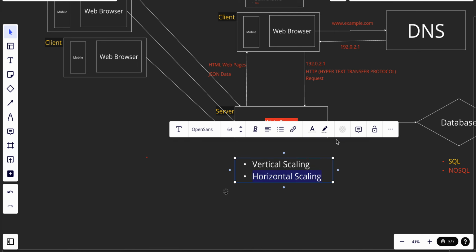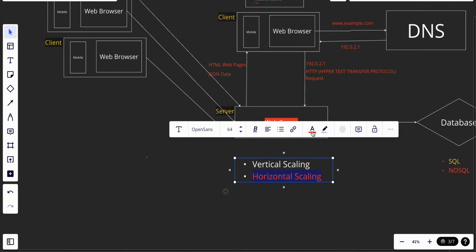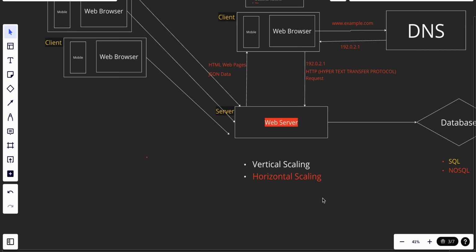Now let's talk about horizontal scaling, because we will use it a lot in the upcoming videos and in most system design interviews, where they will ask about horizontal scaling or vertical scaling. Horizontal scaling, on the other hand, includes adding more nodes. So I have this server.